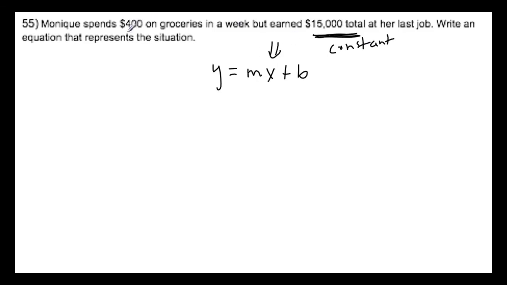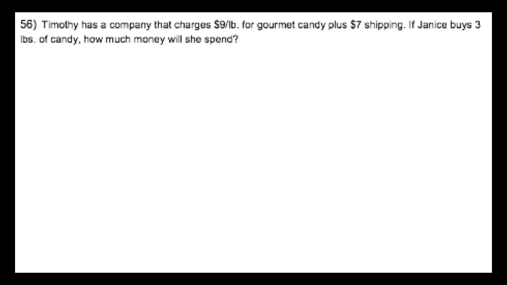The $400 in groceries, you know, is a negative because she spends it. So that's what she's going to do each week. So that ends up being your rate of change, the thing that happens over and over again. So where would that go in your slope-intercept form? Again, look at the previous problems we did in the classwork to figure that out.